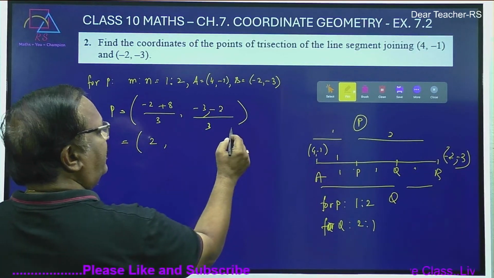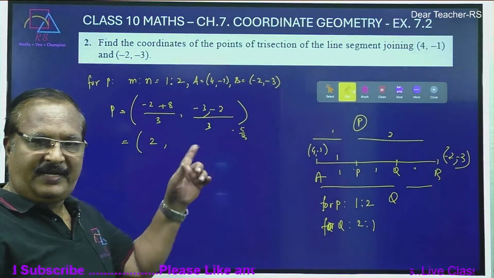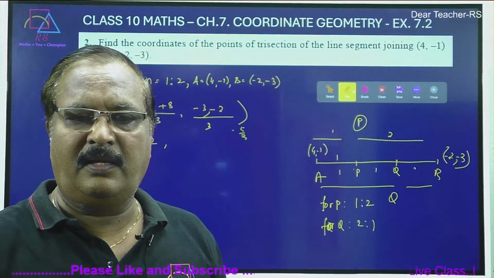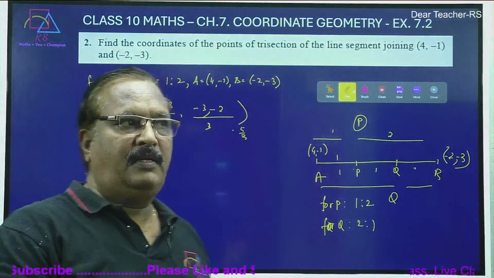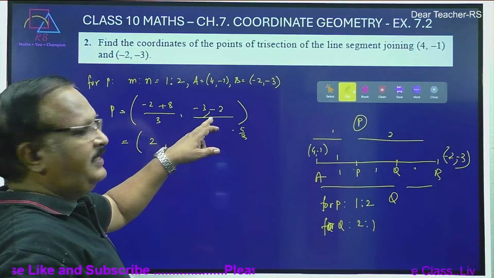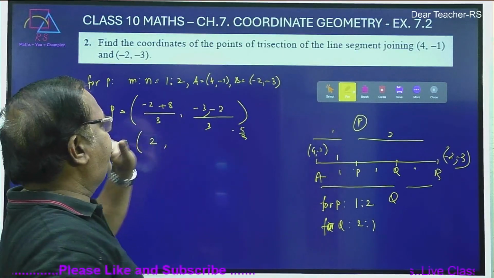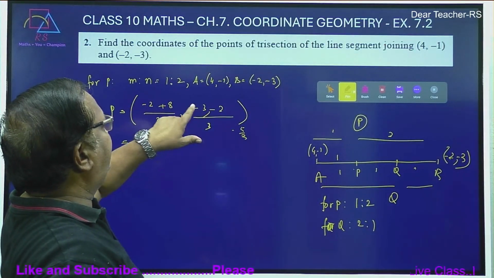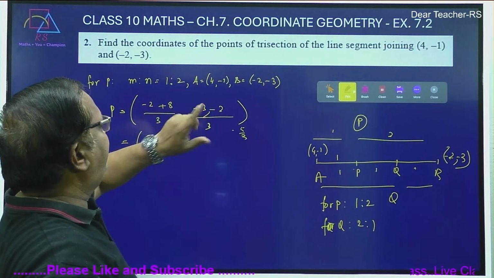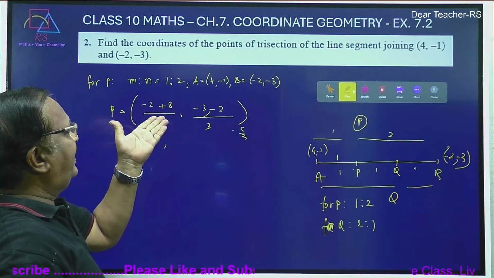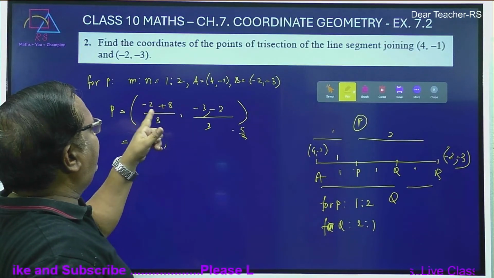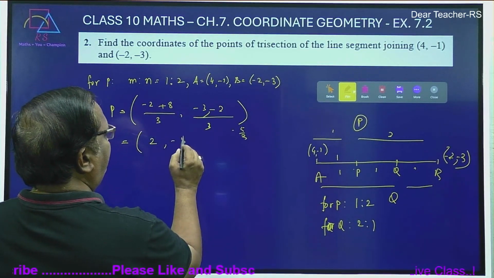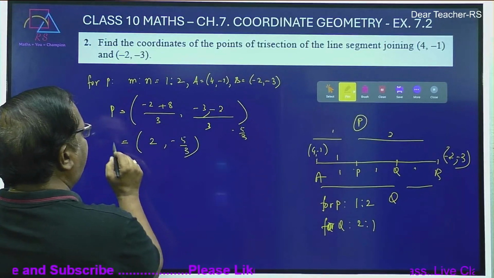So I got some doubt here, minus 5 by 3. Let me check whether it is correct or not. Now the fraction has come here, I am checking it. So m y2, 1 into minus 3, correct. n y1, 2 into minus 1, correct. Okay, let us check this one also. mx2, 1 into minus 2, minus 2, 2 into 4, 8, both are correct. So minus 5 by 3. So this is P.